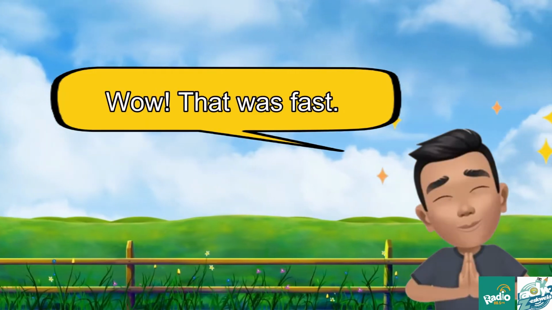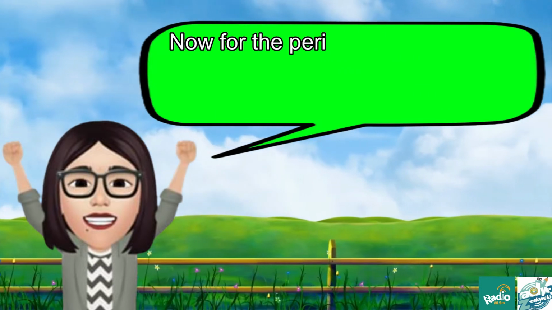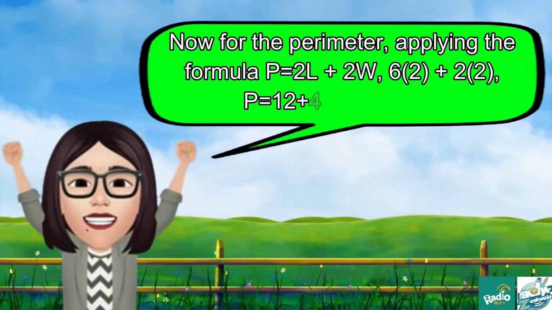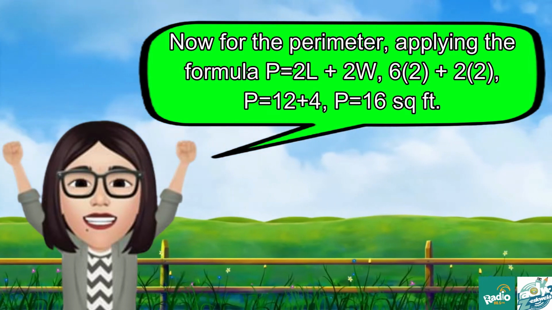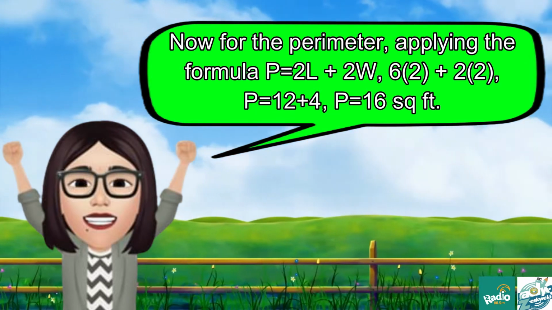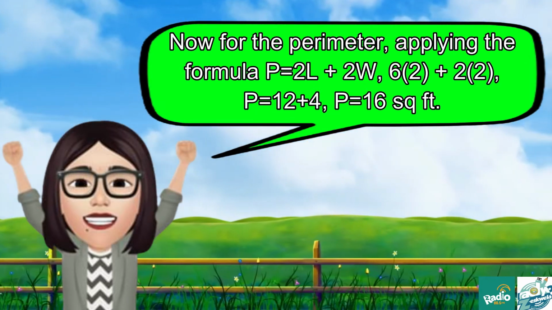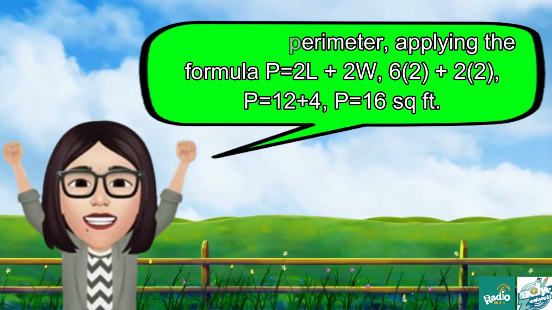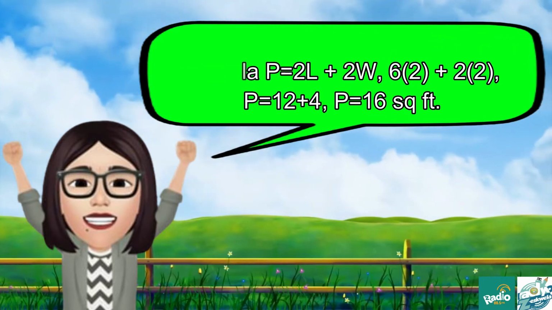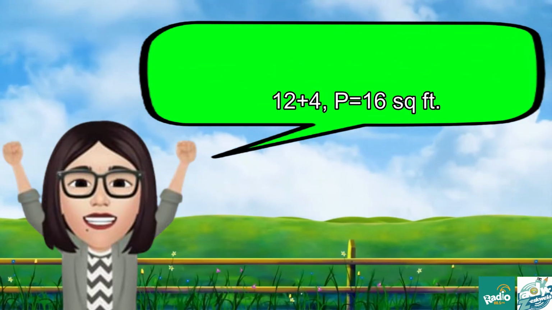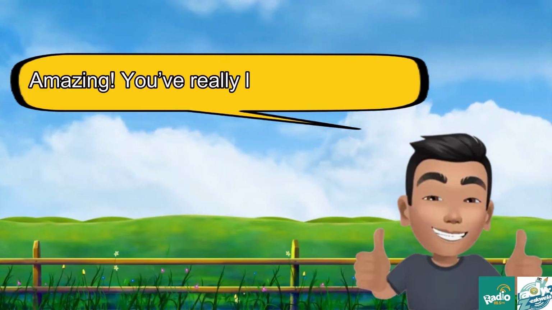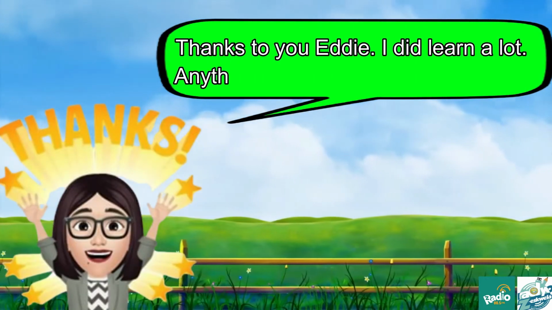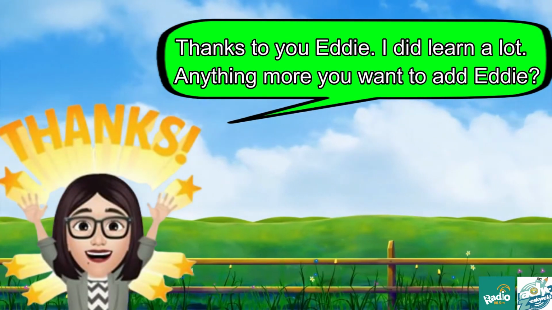Wow, that was fast. Now for the perimeter. Applying the formula, perimeter is equal to 2 times length plus 2 times width. We have 6 times 2 plus 2 times 2. We have 12 plus 4 is equal to 16 square feet. Amazing! You've really learned a lot, Girly. Thanks to you, Eddie. I did learn a lot.